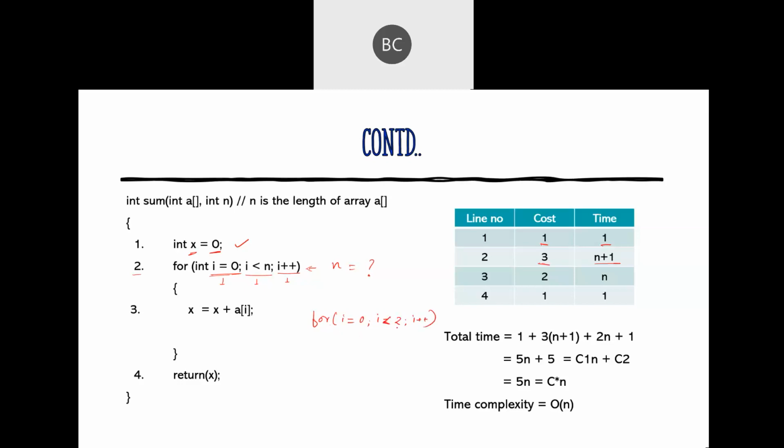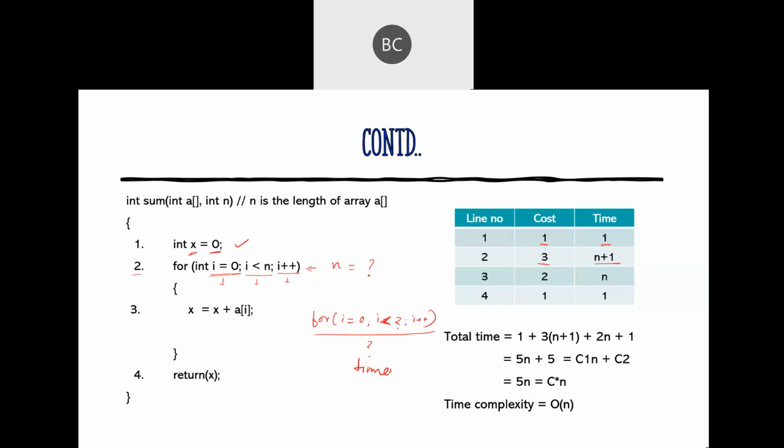So how many times will it run? This particular piece of code, how many times will it check the condition? How many times will it check the condition? Are you getting n plus 1? Yes, n plus 1 times.